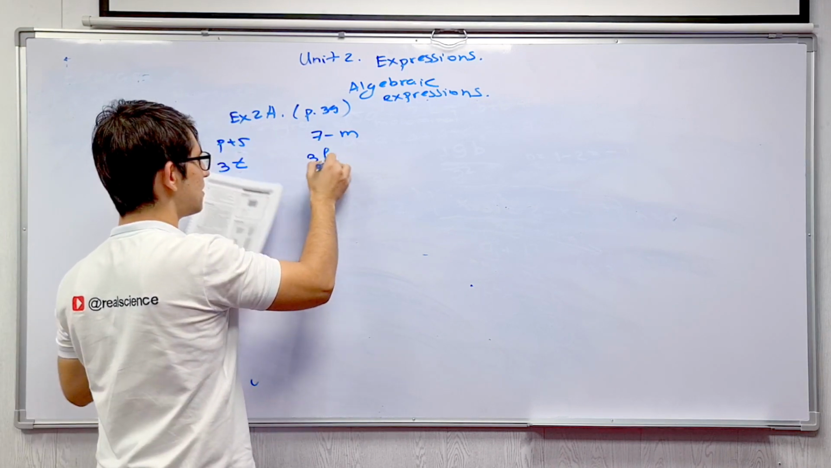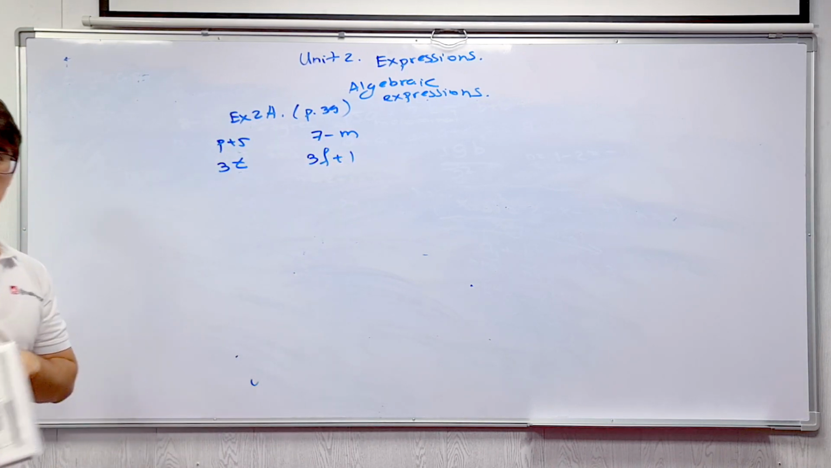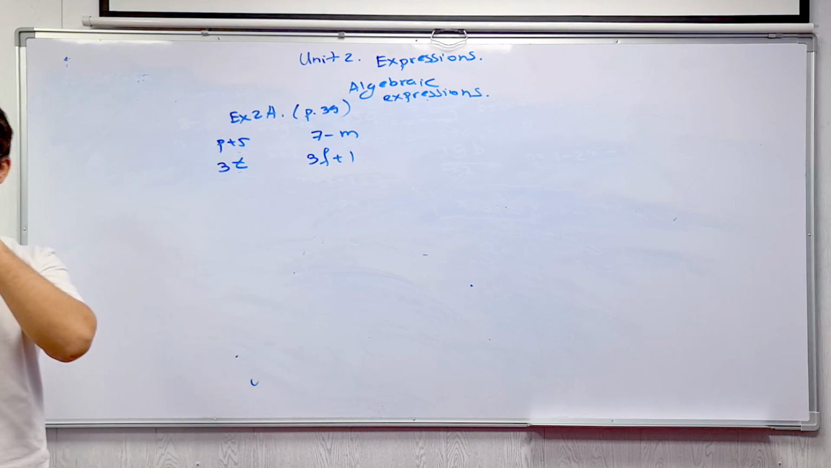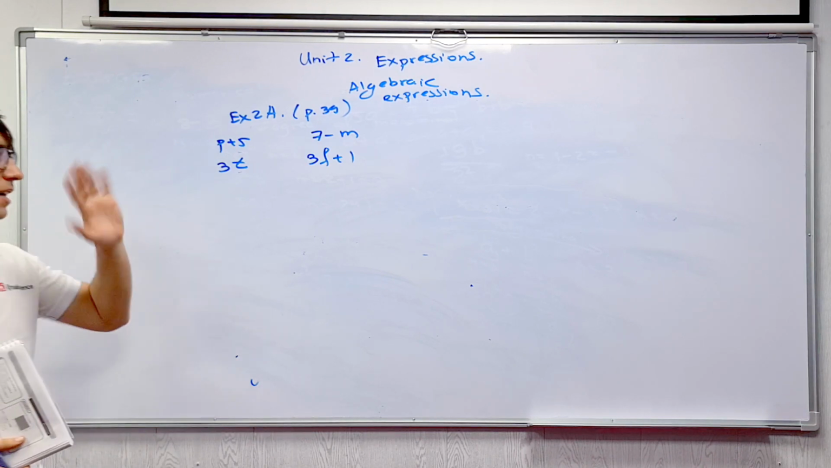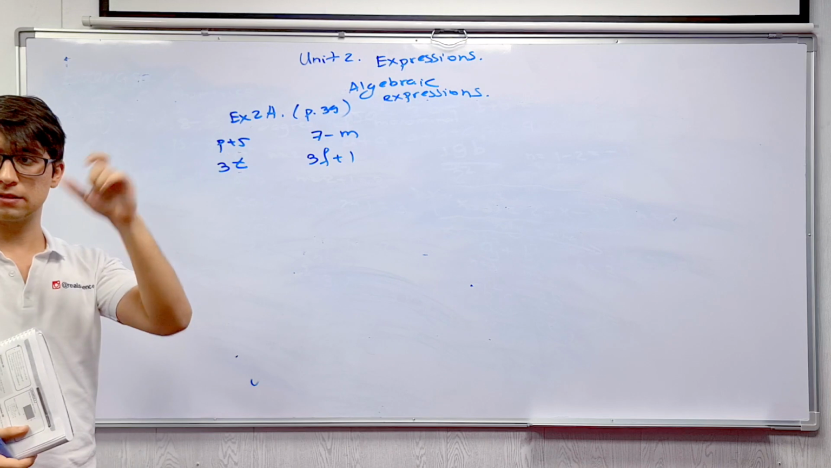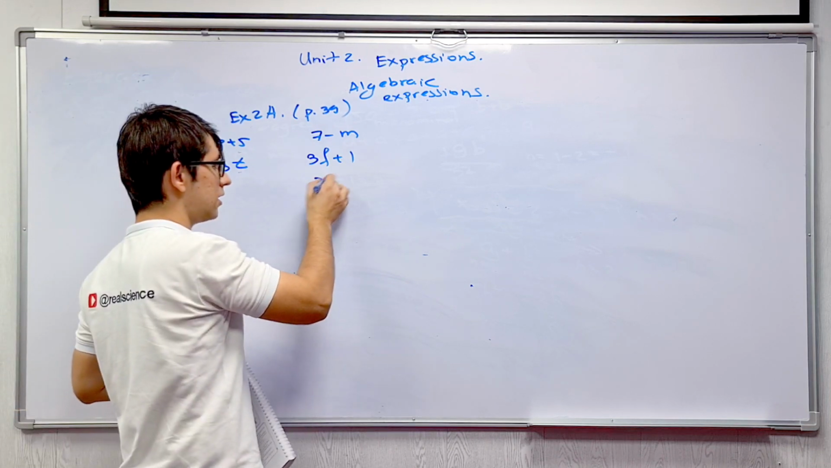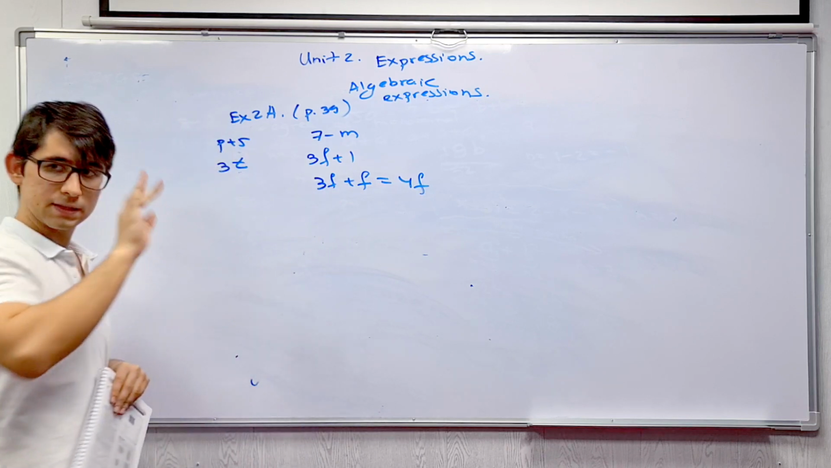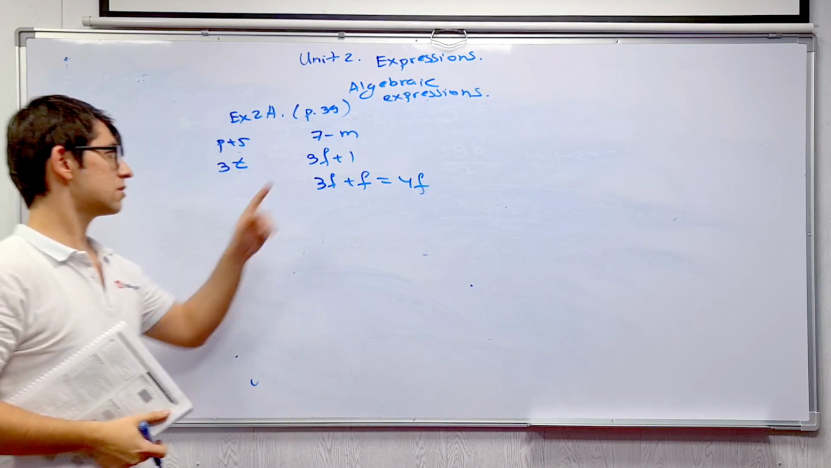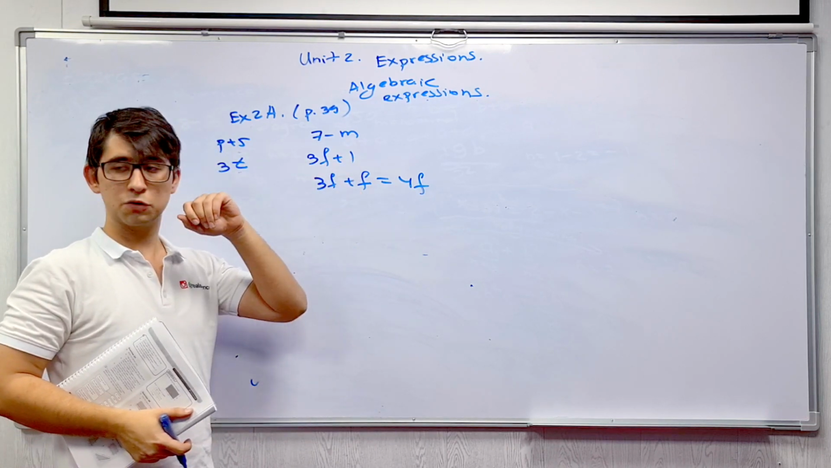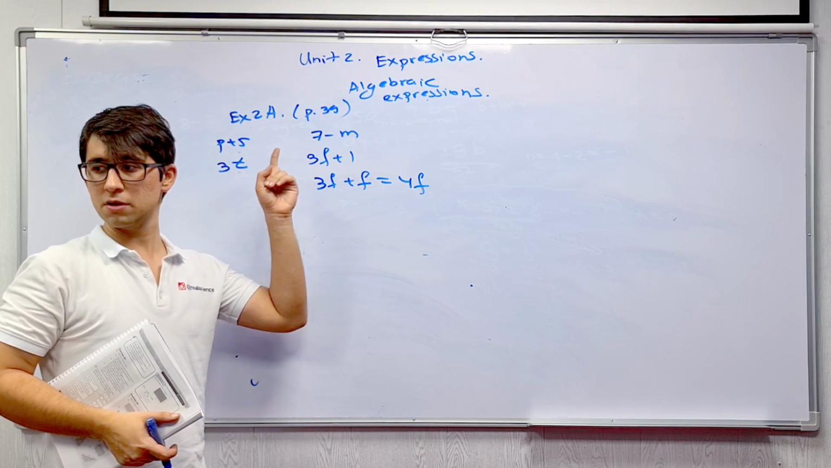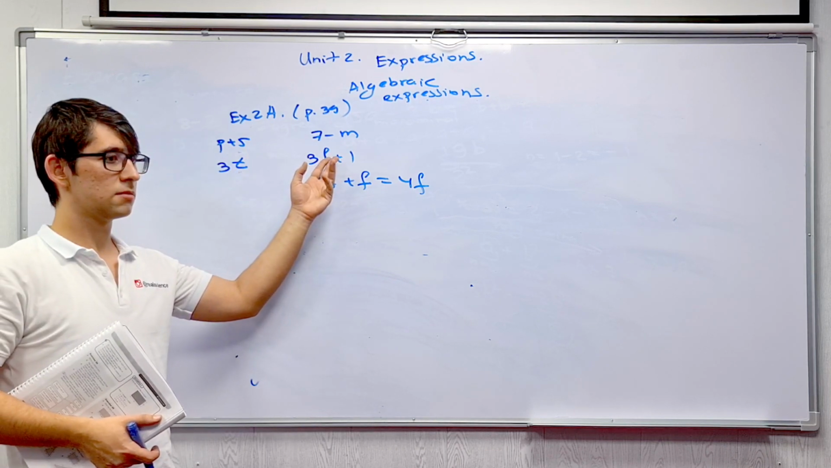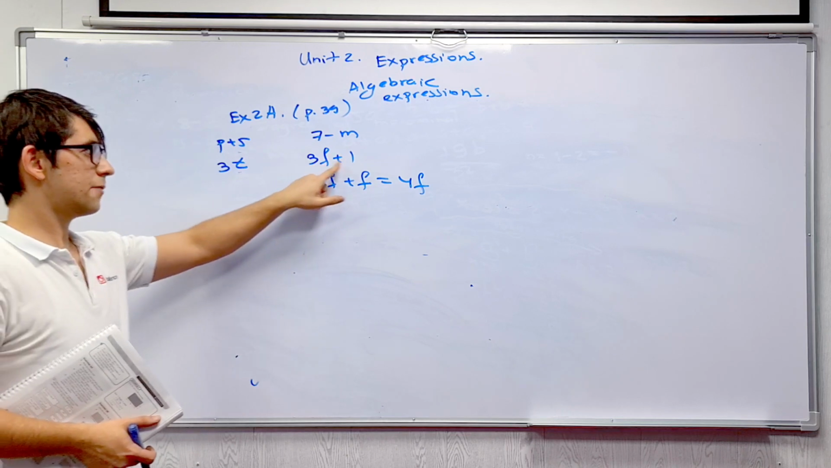So 3f plus 1. Now your turn, yes? 4f? Hmm? No, it's not going to be 4f. I need a sentence. It is not 3f plus f that you can say 4f. Okay, because 3f plus 1 are not like terms. They have different letters, you see? They can't be combined. So 3f plus 1.